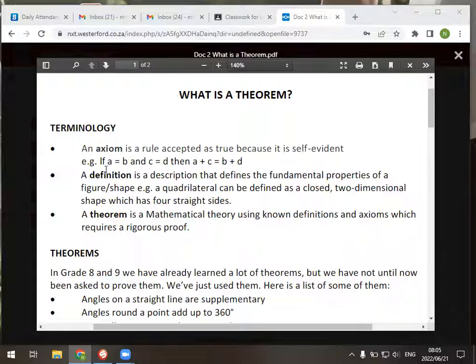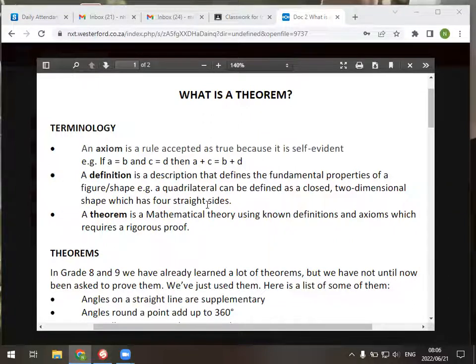Now, just some terminology before we move on to that. They're saying an axiom is a rule accepted as true because it is self-evident, because it's obvious, right? So, for example, if A and B are equal and C and D are equal to each other, then A plus C will have to be equal to B plus D, all right? If you're just understanding the information that's given, then you can see that that is obvious, right? So imagine that A and B are both 2 and C and D are both 3, then you're going to have 2 plus 3 and 2 plus 3, so those would have to be equal to each other. All right, so that's an axiom, something that is true just because it's obvious that it's true.